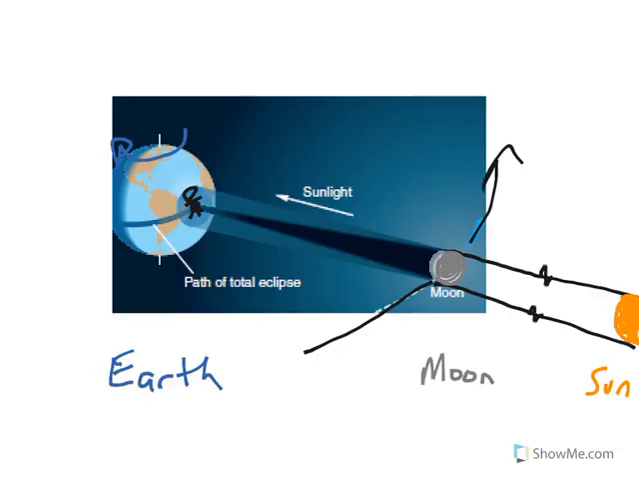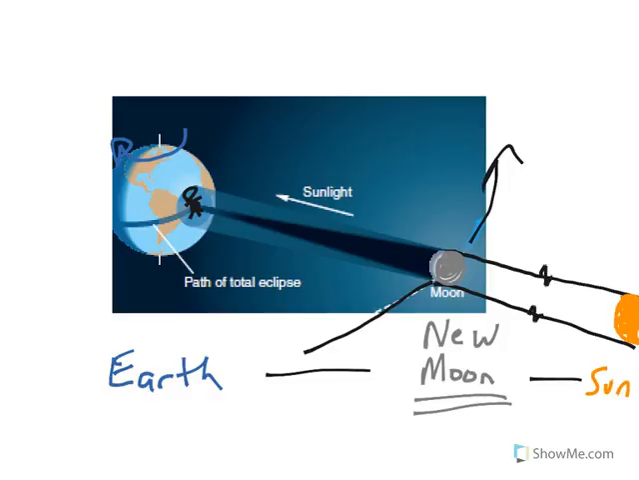So remember the order of objects in a solar eclipse is always Earth, Moon, Sun. Earth, Moon, Sun. Or Sun, Moon, Earth. The moon is always in the middle between the Earth and the sun. So the moon phase has to be a new moon.